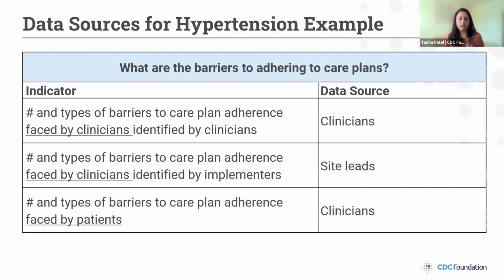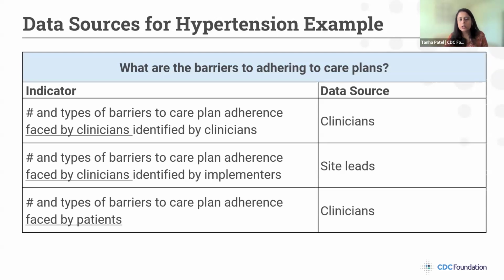The second indicator is where we want to look at barriers to clinician adherence, but from the implementer's perspective. So the data source is probably going to be your implementers. So say you have site leads at each site and talk to them. They're going to be able to tell you what they're noticing is happening for their site.